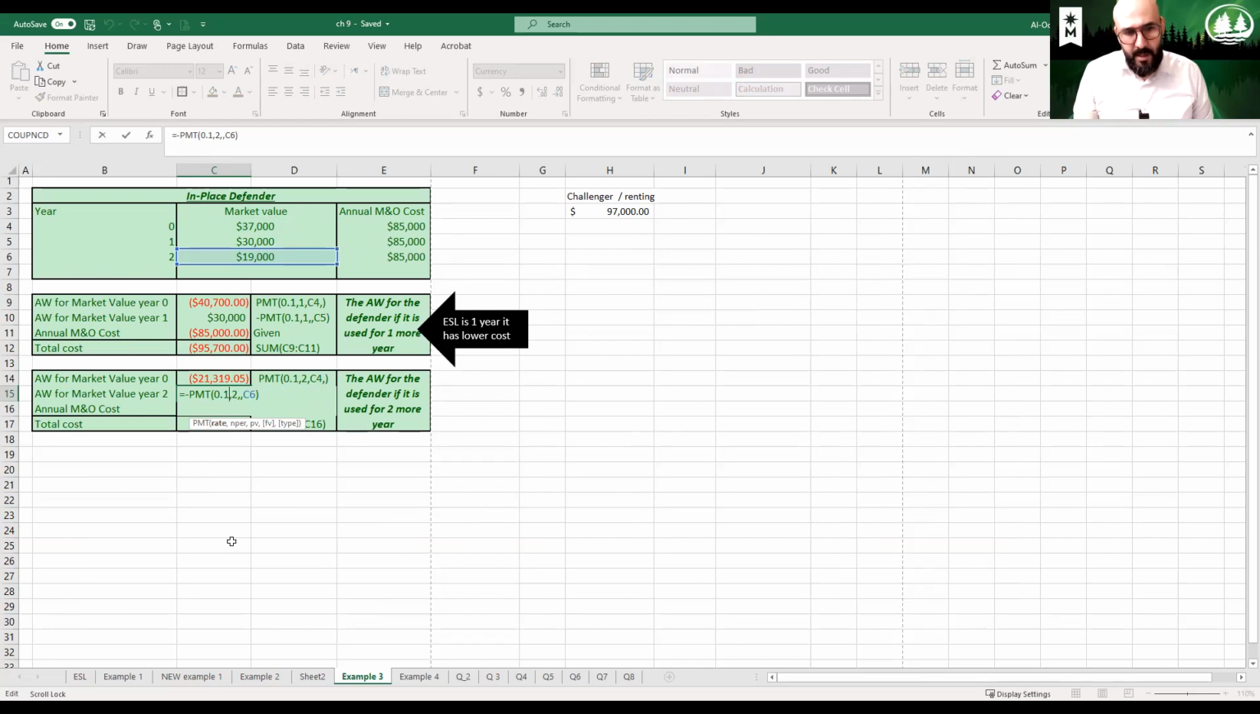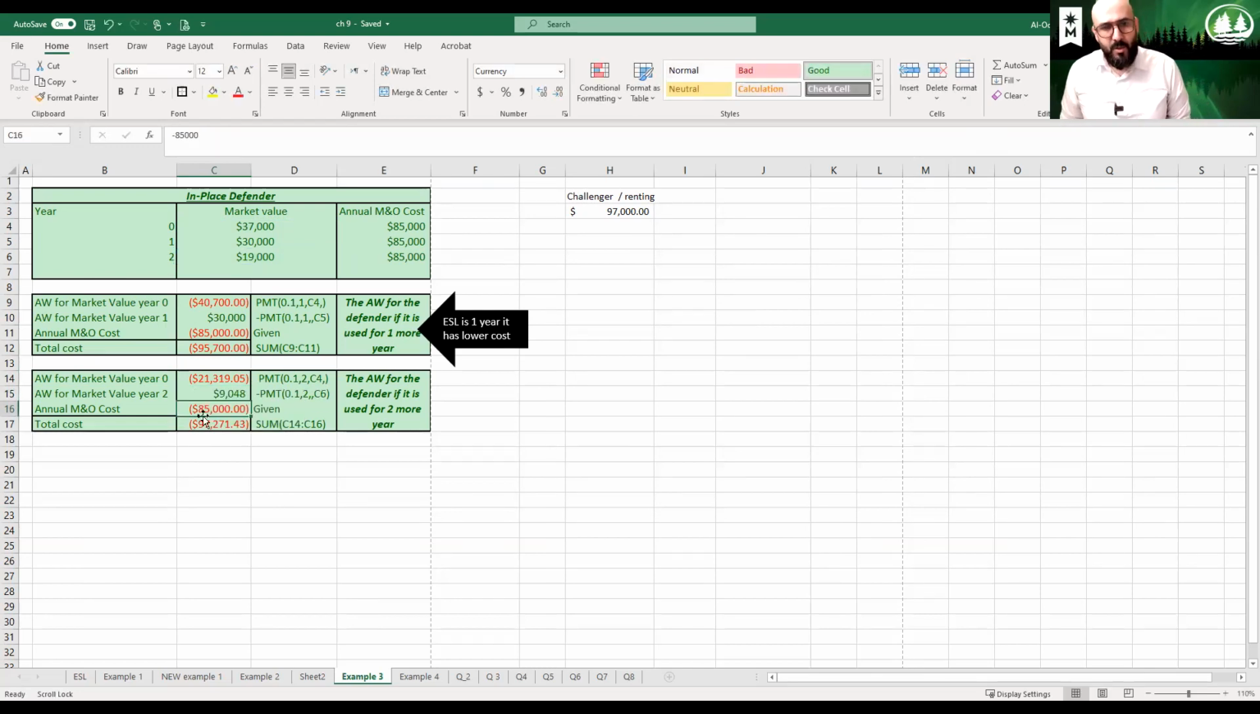the equivalence for the 19,000 using PMT, 10%, 2 years, and the future value. There's a comma and comma here for the present, no present, and the future value would be the 19,000. That should be a positive. Keep that in mind. Maintenance and operational costs are going to be 85,000. Now add these together, that will give you 97,271. Now what we need to do is compare it with the 97,000 that you see right there. Which one is cheaper? Of course, now it's cheaper to do the challenger.